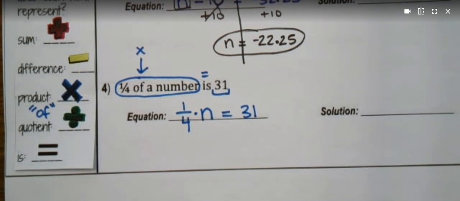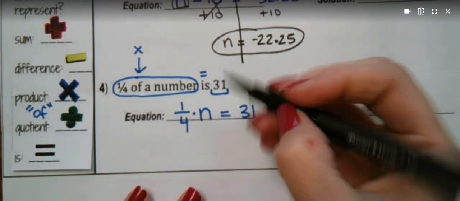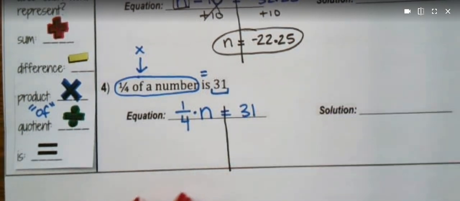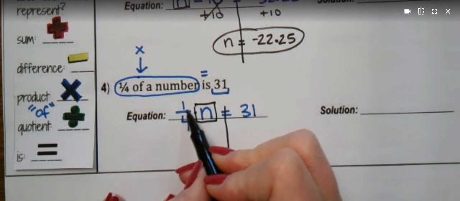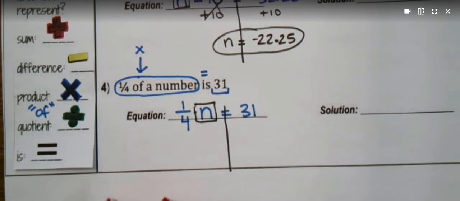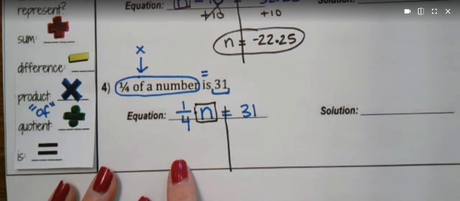We got our equation, a fourth of n. I'm going to put my line down the equal sign. Our goal is to get the n by itself. So look at what's been done to it. It's being multiplied by 1/4. So we'd want to do the inverse, right? Divide by 1/4. But hold on, stop, wait a minute.